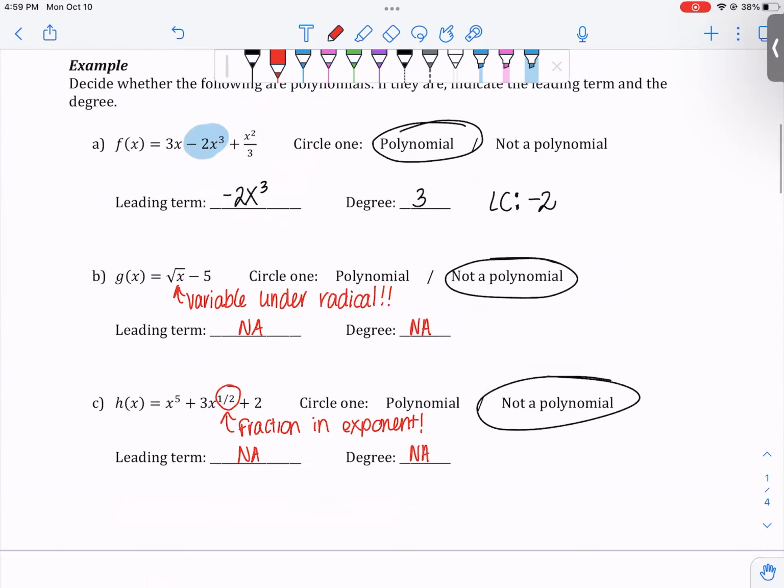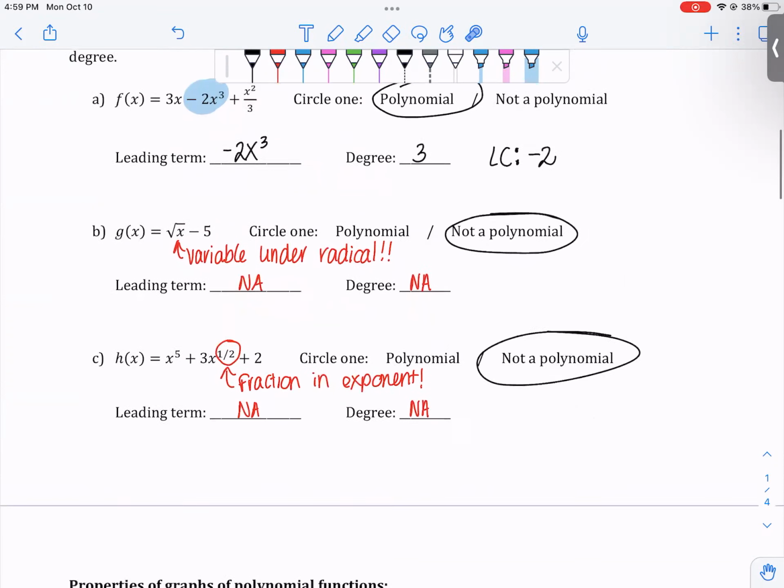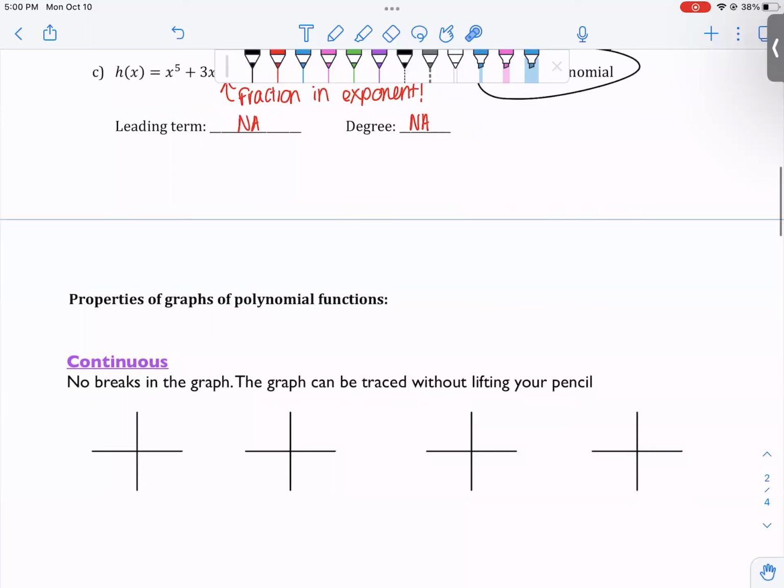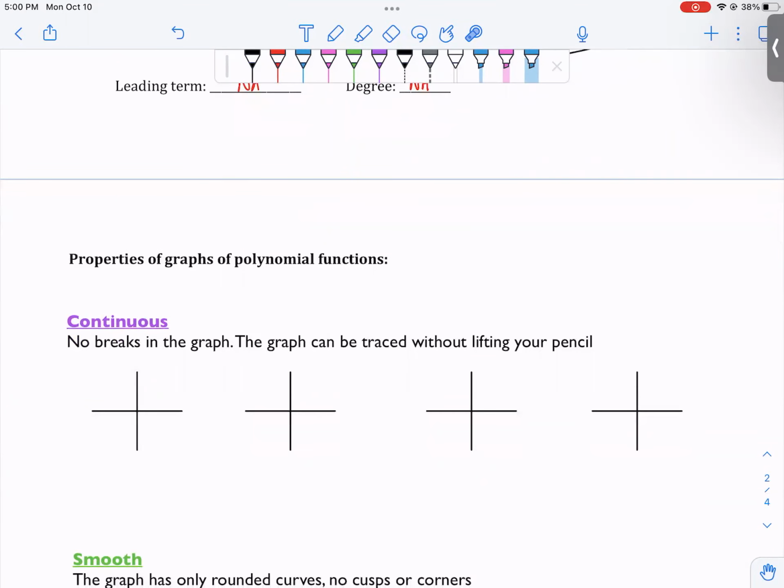Polynomials really are just the most basic of functions. They're very, very basic, simple functions. So let's look at some properties of polynomials. Polynomials are what we call continuous and smooth.